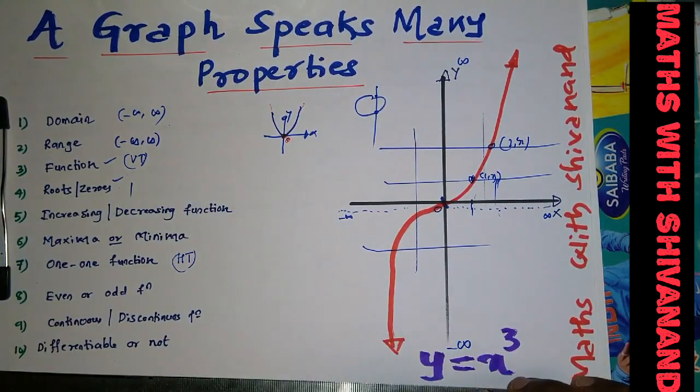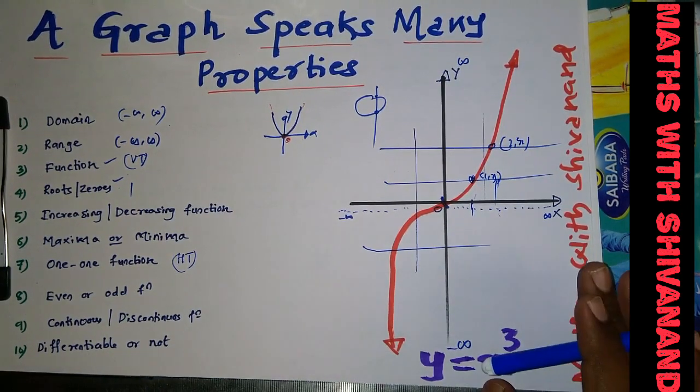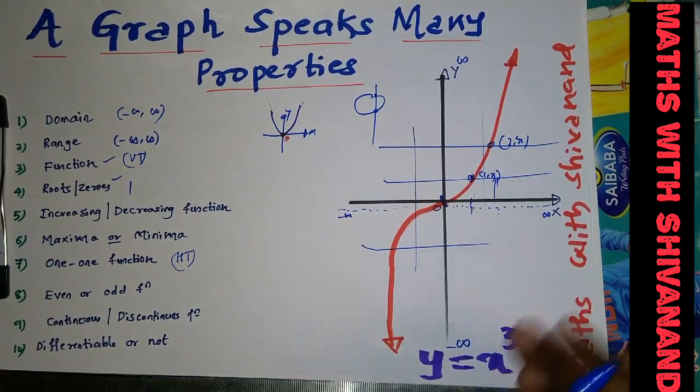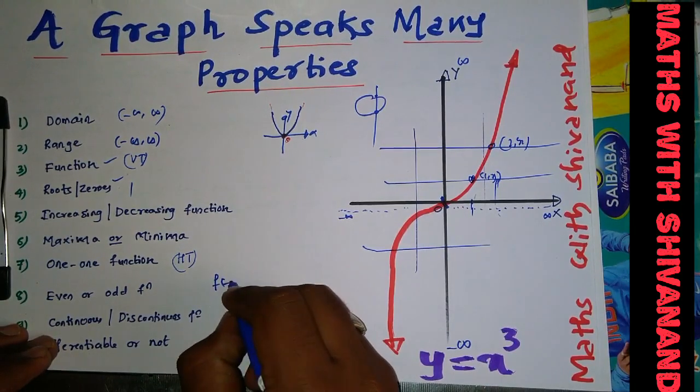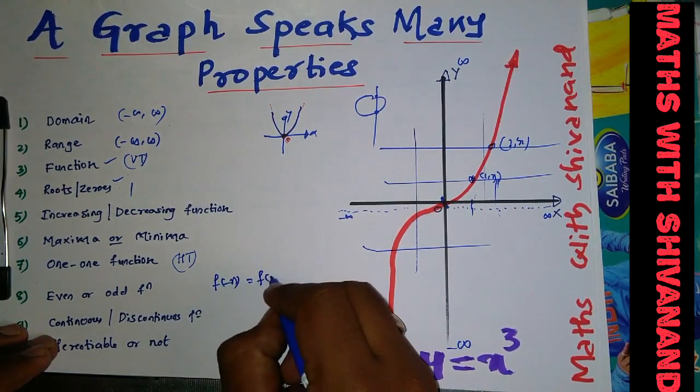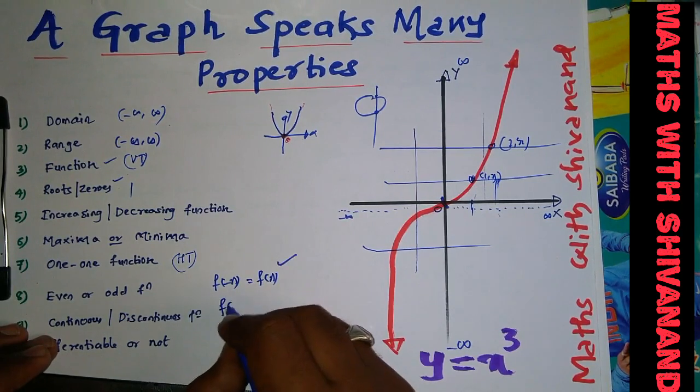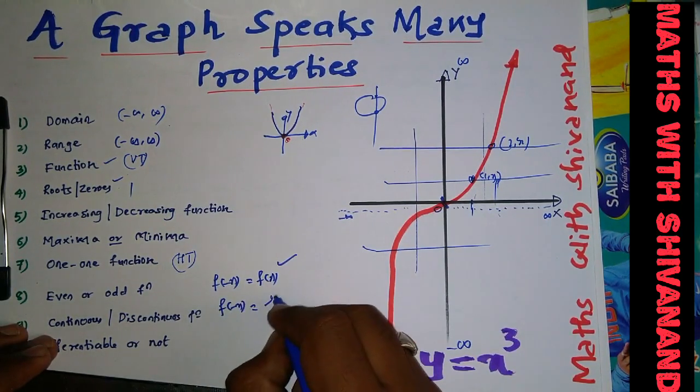Okay, so the next property is even function or odd function here. If the function is even, I will say algebraically f of minus x is equal to f of x. It's the condition for an even function. And for an odd function, f of minus x is equal to minus f of x.